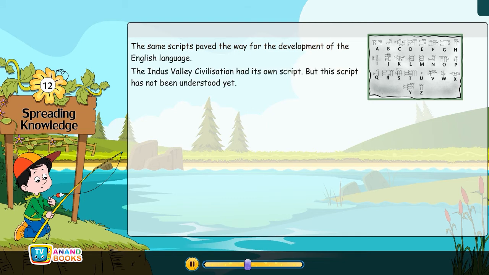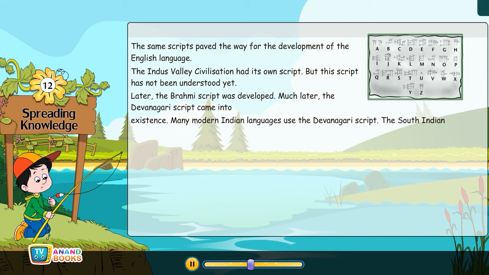The Indus Valley civilization had its own script, but this script has not been understood yet. Later, the Brahmi script was developed. Much later, the Devanagari script came into existence. Many modern Indian languages use the Devanagari script. The South Indian languages have their own Dravidian script.